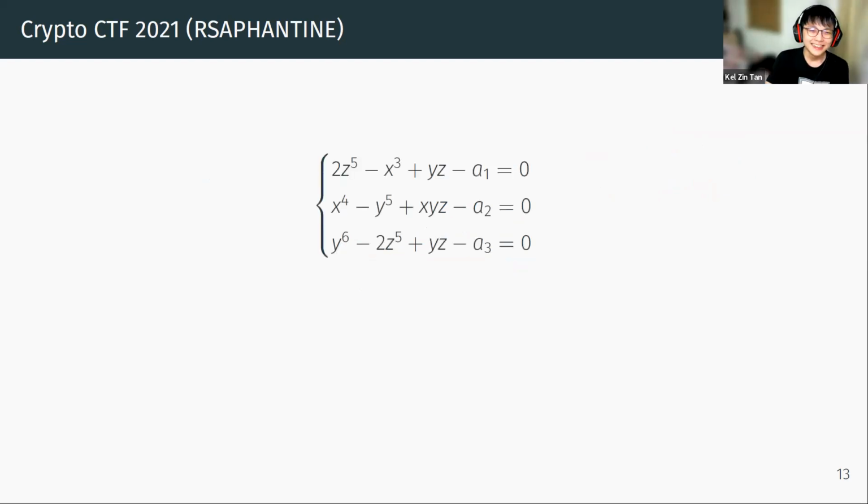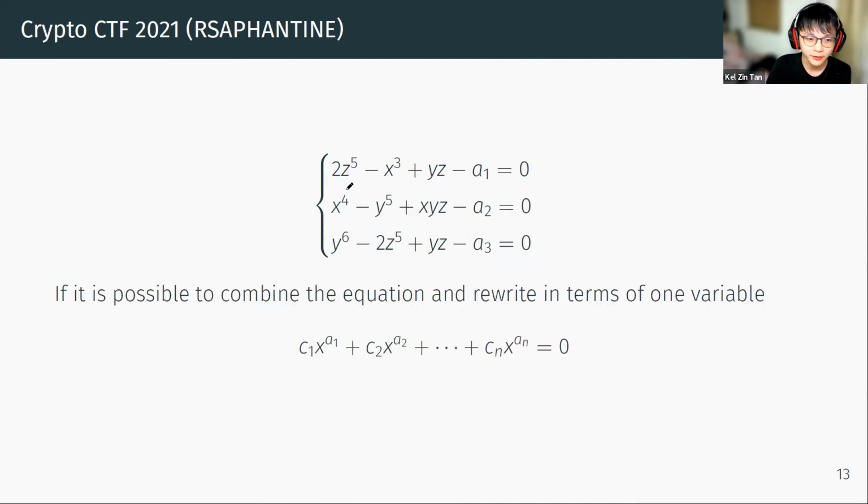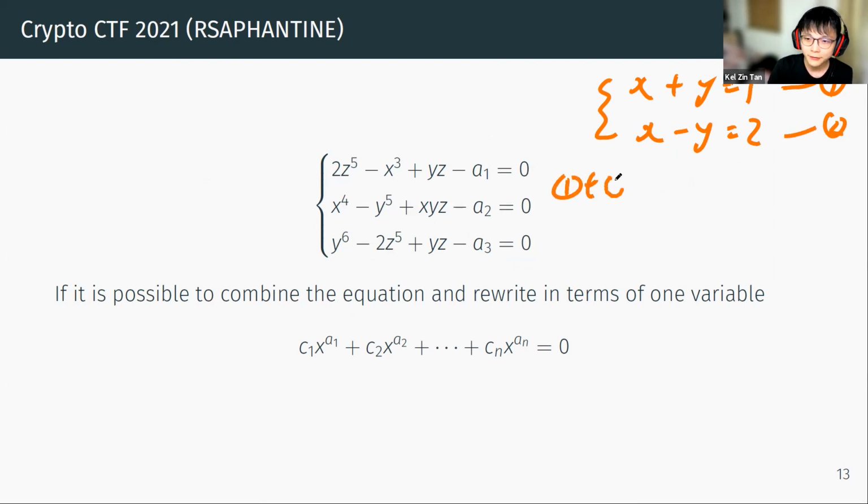Okay, let's analyze some of the methods that we can use. First we can move the A1 back here, and then we get these 3 equations. Then we check if it's possible to combine the equations and rewrite them in terms of one variable. Let's use the same example: x plus y equals 1 and x minus y equals 2. We can just take these 2 equations and add them together. If we add them together, we manage to eliminate y, and then we get 2x equals 3. So the idea is very similar.